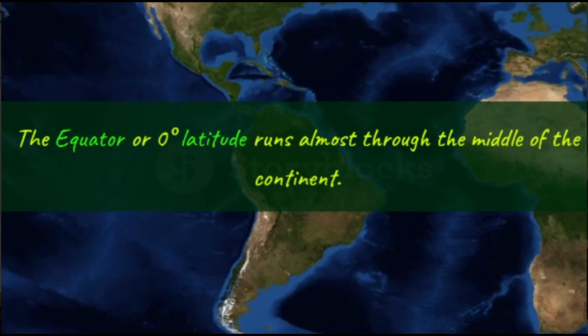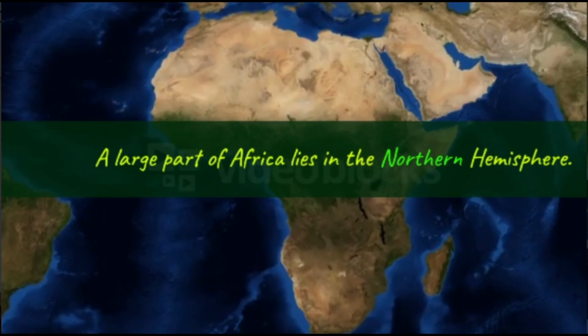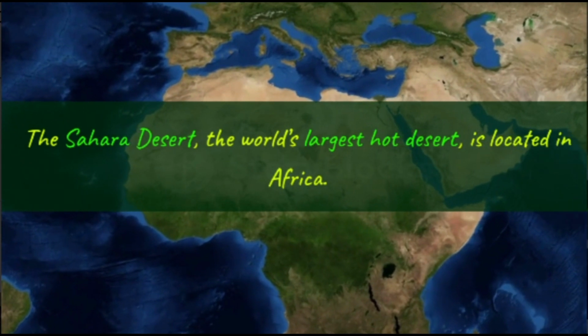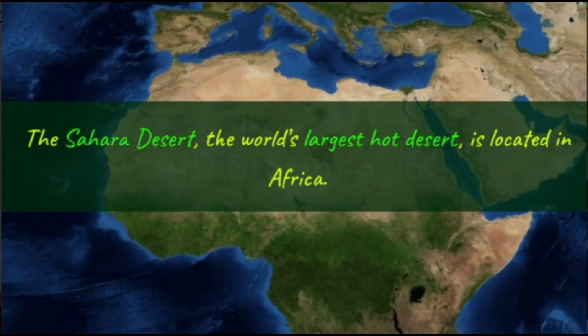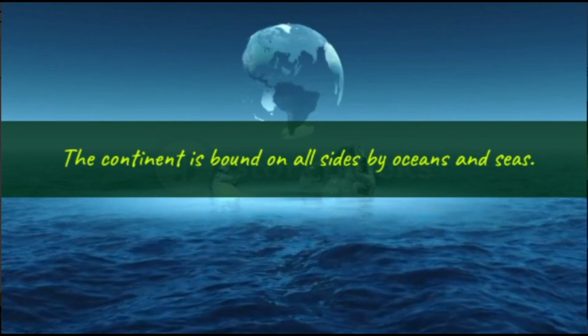The equator, or 0 degrees latitude, runs almost through the middle of the continent. A large part of Africa lies in the northern hemisphere. The Sahara Desert, the world's largest hot desert, is located in Africa. The continent is bound on all sides by oceans and seas.